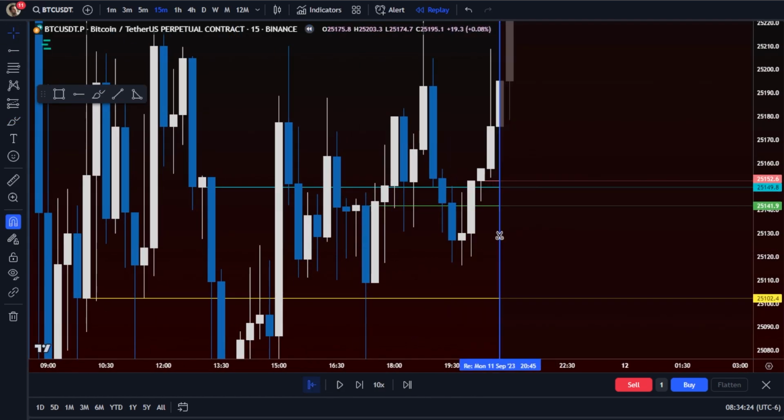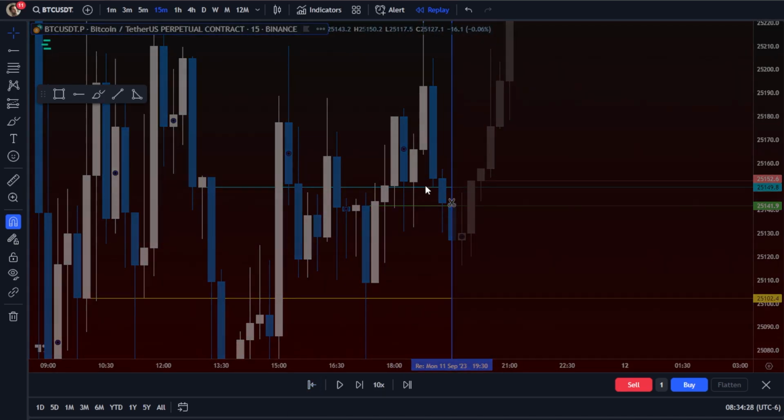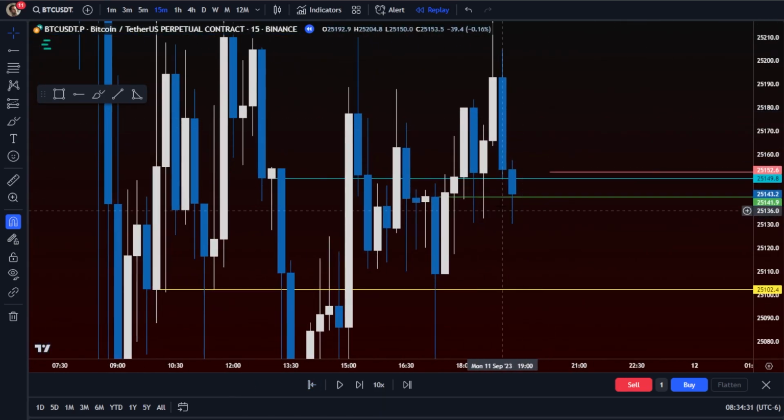So let's actually rewind this and talk about how we could have handled this trade. So you broke that hourly on this candle here. So you would really have been entered right here on the trade. You'd set your 15, you'd be entered.